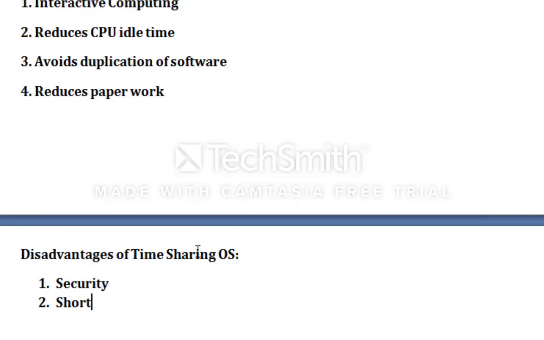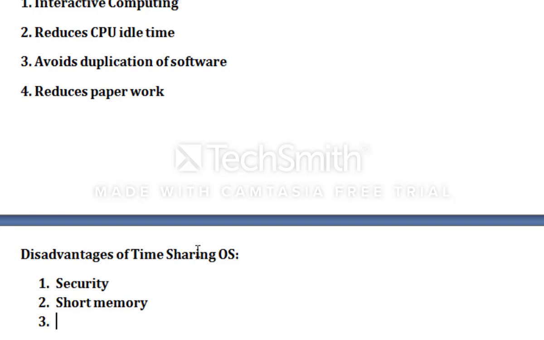Second is short memory. The main memory is not so large to accommodate the programs of all users. So suppose we have less primary memory, it will not accommodate all the programs of the users. Right? So at a particular instance, only the active program and some ready programs are present in main memory. The rest of the programs will be swapped out from main memory to hard disk. We only put the active process into the primary memory.